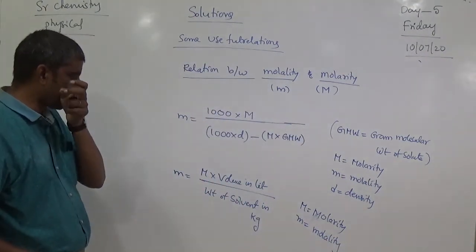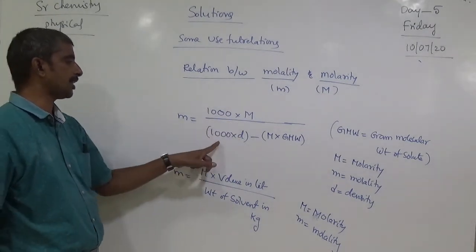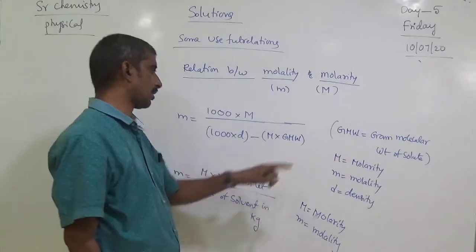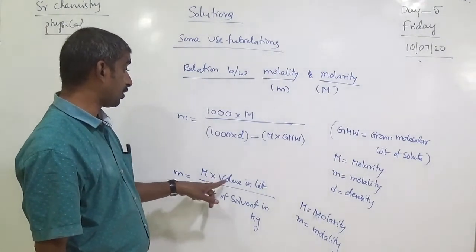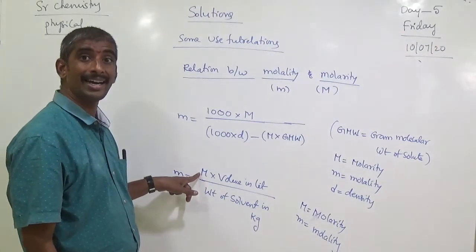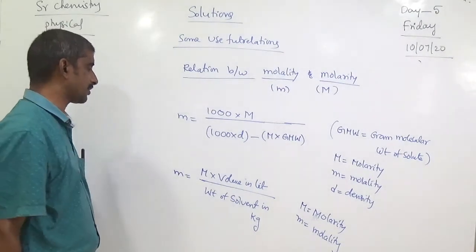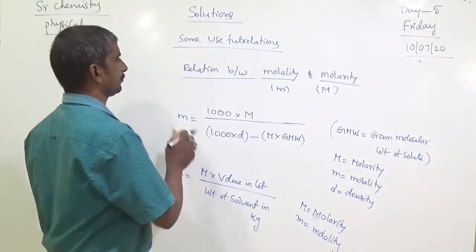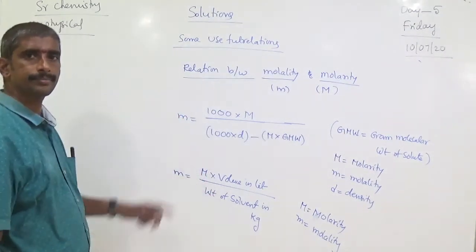So that is one of the formulas: molarity equals 1000 into m by 1000 into d minus m into gram molecular weight. Another one is molality equals capital M into volume in liters by weight of solvent in kilograms, where capital M is the molarity of the solution. So these are some of the relations. And another one is, okay, writing.